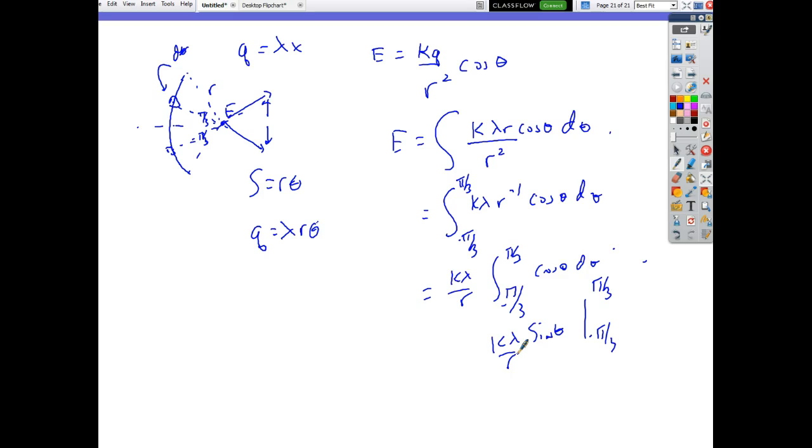And then how do I solve for it? K lambda over R times sine of pi over 3 minus... wait, this is negative, wasn't it? No, it's not negative. My bad. Minus K lambda sine of negative pi over 3, all over R. And we'd be on our way. That's it. It's K lambda sine of negative pi over 3. Oh, okay, all right, my bad. I just put it in the bounds.